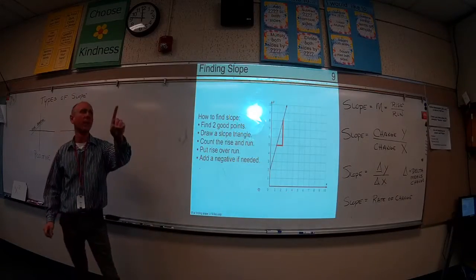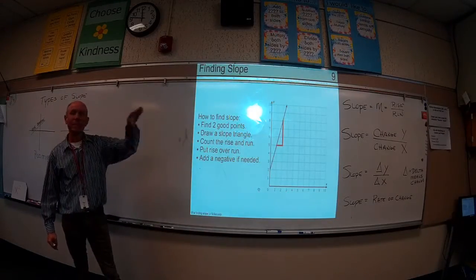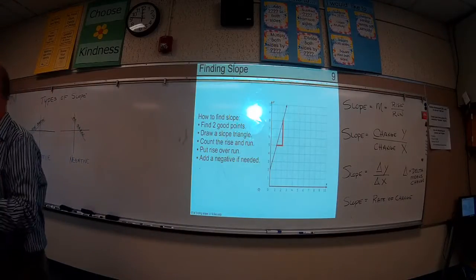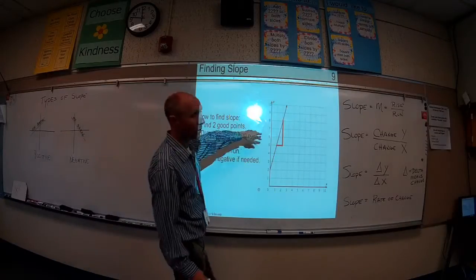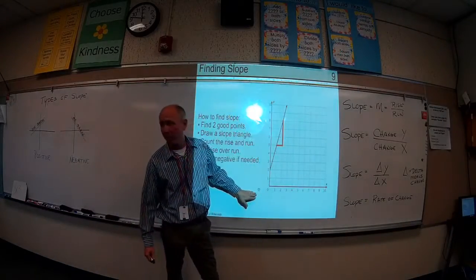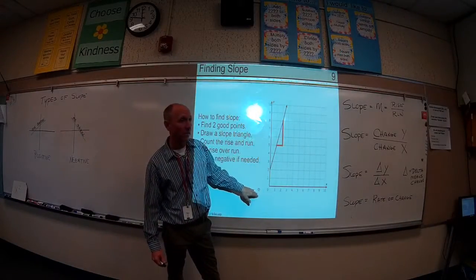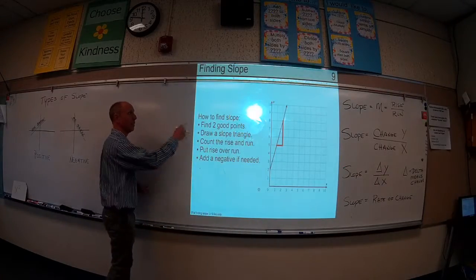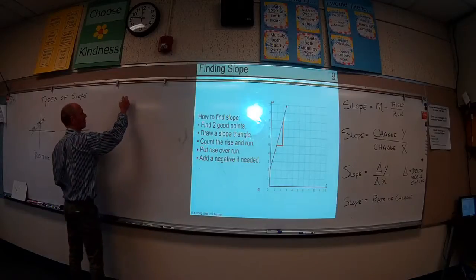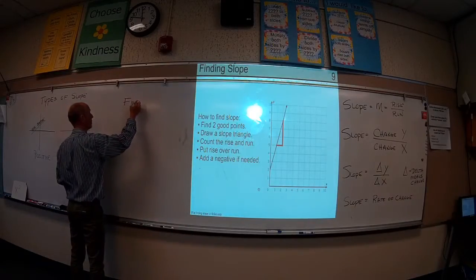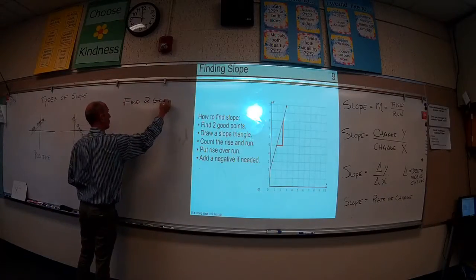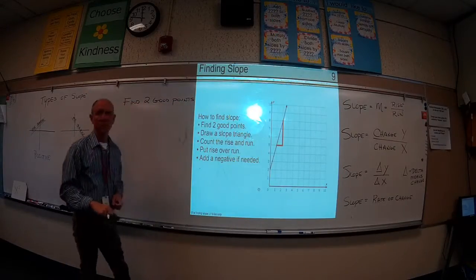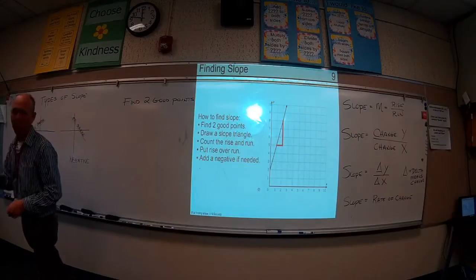Rise over run. Welcome. Slope is a measured thing. We will measure it. Here's how we do it. First off, is this positive or negative? Positive. This is positive. In order to find the slope, and you're going to put this in the notes, you have to find 2 good points. That's your first step. You have to find 2 good points.